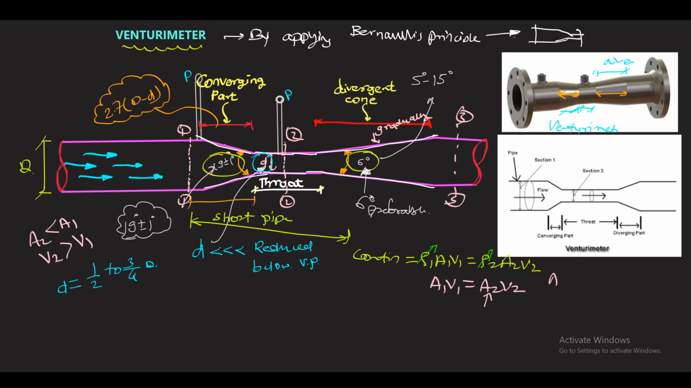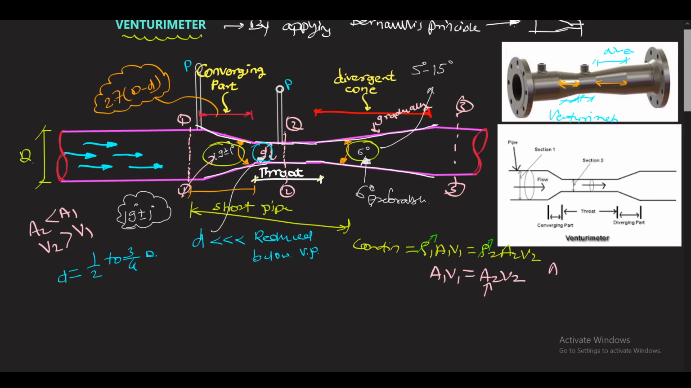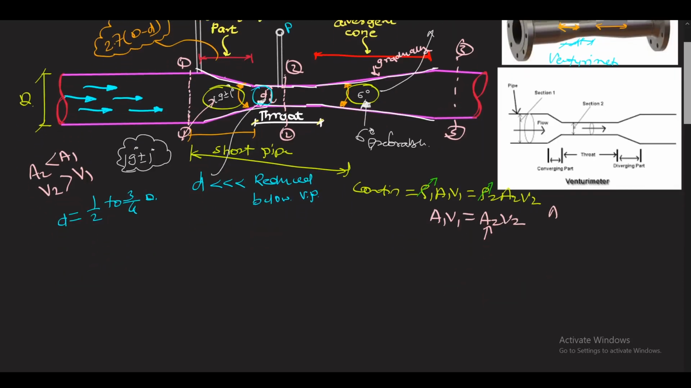Now we are going to derive the equation for measuring the rate of flow or the discharge. So I can say that venturimeter is a device which works on Bernoulli's principle, and that is used to measure.